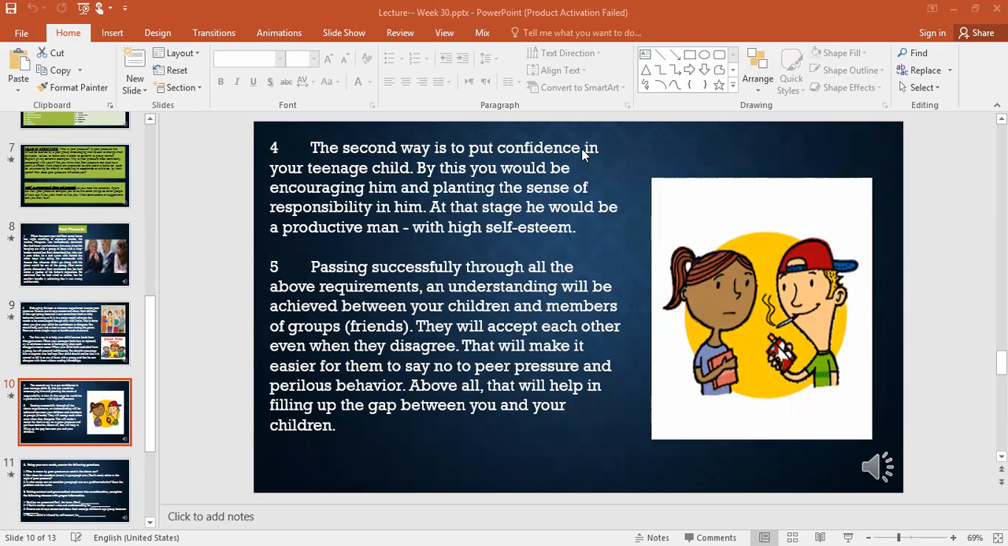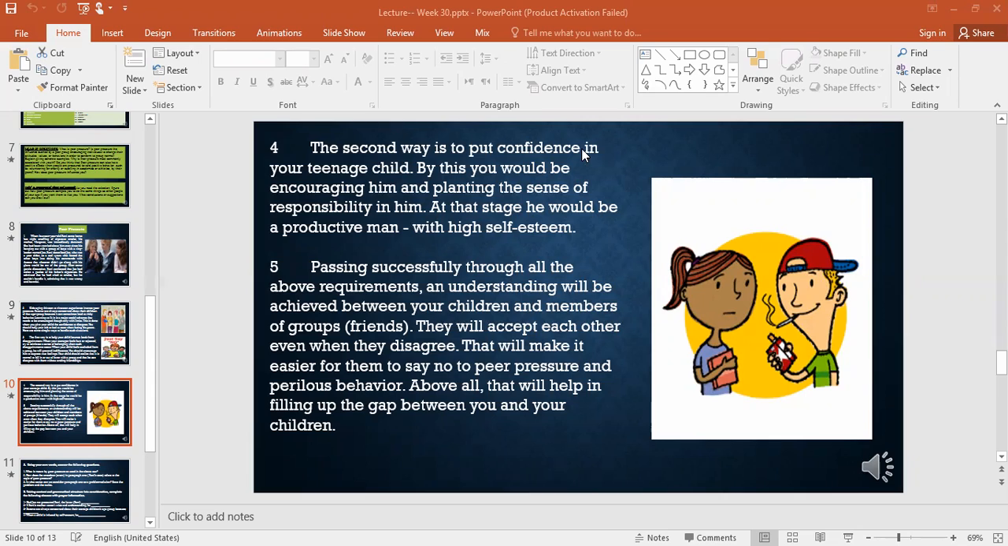Hadil, read, please. The second way is to put confidence in your teenage child. See, this is the most important factor of being strong, of being able to say no, of facing anything in the world. You should be self-confident, and your parents should help you to be more confident. Continue. By this, you would be encouraging him and planting the sense of responsibility in him. At that stage, he would be a productive man with high self-esteem and high self-confidence. So we should encourage teenagers to become strong, to become able to say no, to become responsible, to become productive, to become people with high self-esteem, and so on.